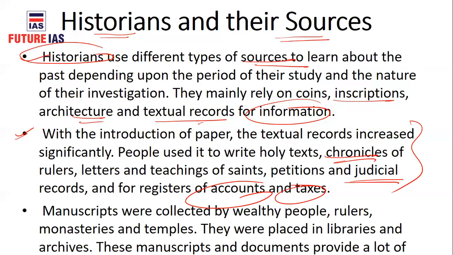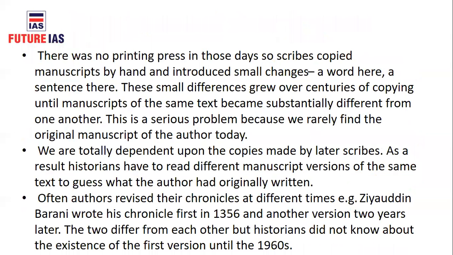And the manuscripts were collected by the wealthy people. So you must understand the manuscripts were written on leaf, or on wood that was manufactured from the bark. These manuscripts were collected by the wealthy people, the rulers, the monasteries and the temples. They were placed in the libraries and archives, and these provide a lot of important data regarding the previous history.